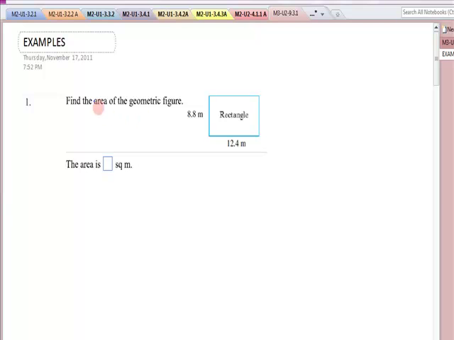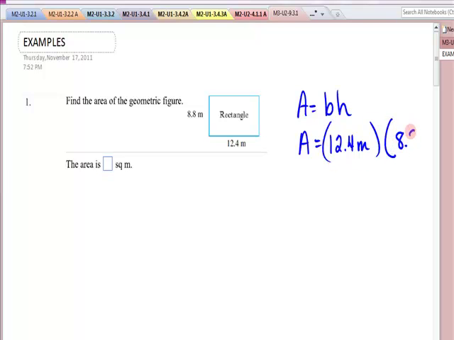All right, number 1, find the area of the geometric shape. You look over there, it is labeled as a rectangle. This is what I'd like you to do. Start out with the formula for the geometric shape. Area is base times height. You could say length times width. Then fill in those values. The base, I'm going to say, is 12.4 meters. The height is 8.8 meters.